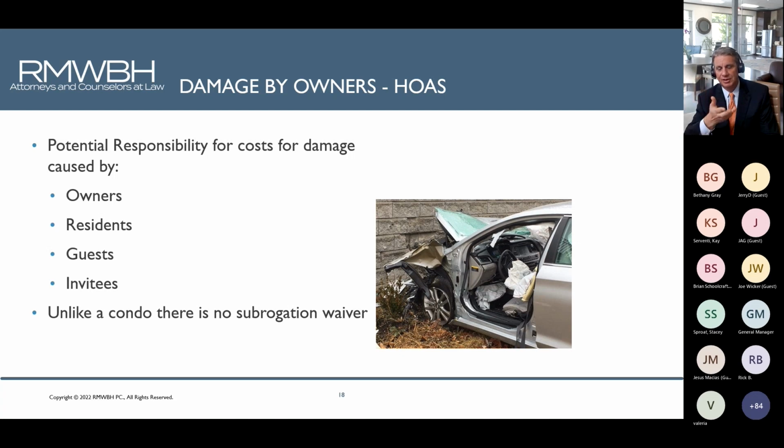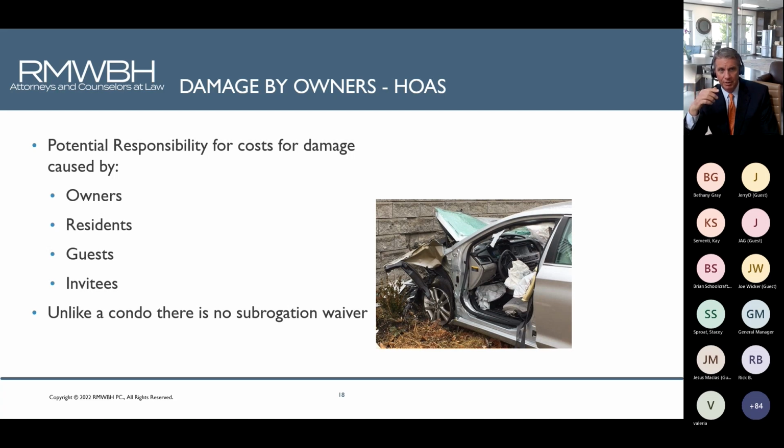To seek the money. Most of the time, the automobile policy will cover it, but it's not just cars and gates. I mean, there's a litany of things that can happen. An owner or their guest may tear up some park equipment or basketball goal or pools, what have you. Ultimately, who's responsible? Well, the owner, the residents, the guests, invitees. Those are the people who are going to be responsible for it.